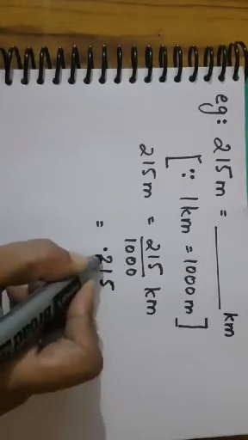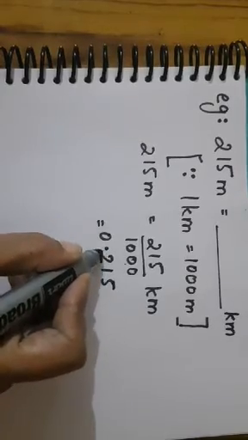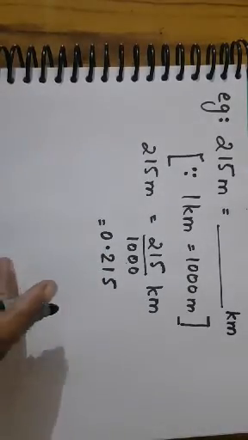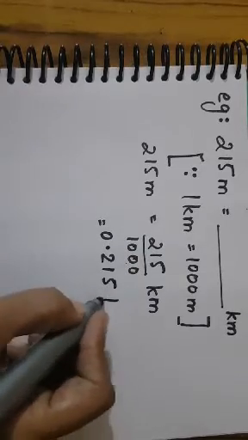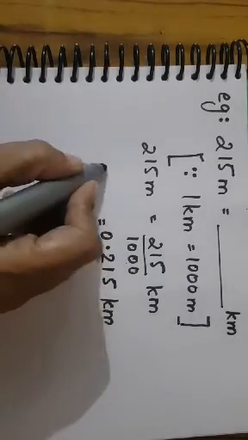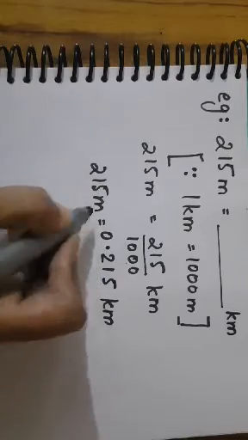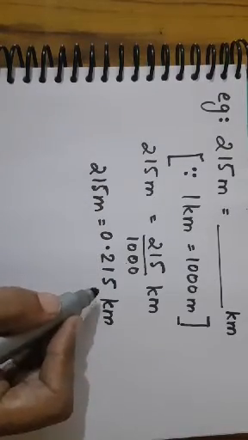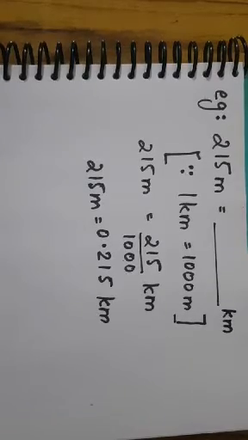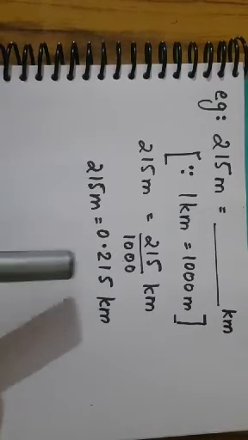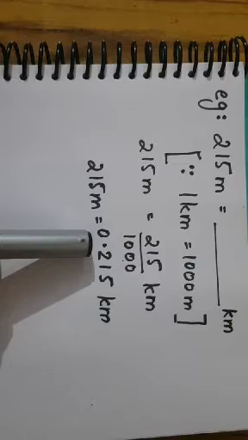So 1 2 3, then we'll put decimal. This is the way to convert the numbers into decimal. So we can say 215 meters is equal to decimal 215 kilometer. So you should always remember that the decimal point jumps to the left, right?